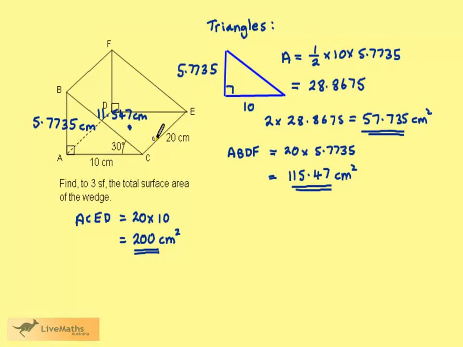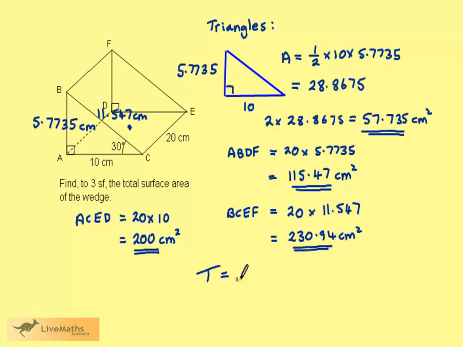Finally, we can look at the top face, which is called BCEF. Once again, this is a rectangle, 20 centimeters long and 11.547 centimeters wide. So we have 20 times 11.547. This is equal to 230.94 centimeters squared.